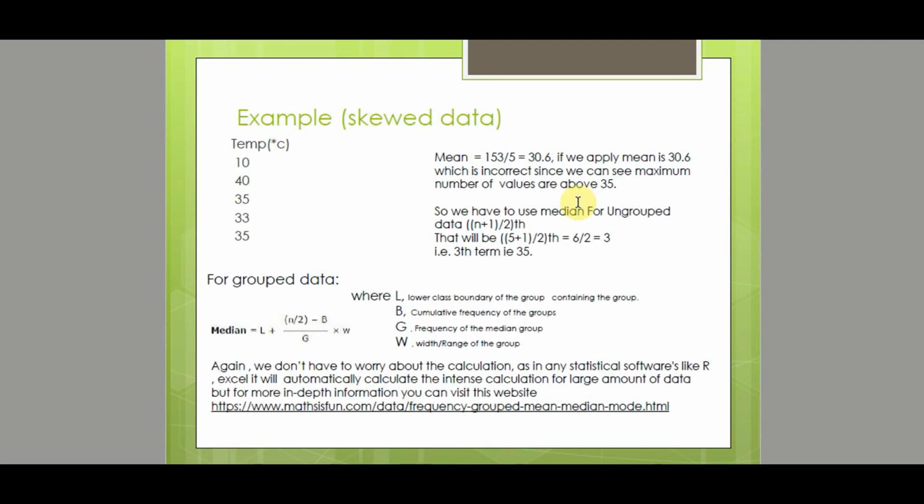In this example, if we apply mean, which is 30.8, it will be incorrect since we can see the maximum number of values are above 35. So we have to use median. For ungrouped data, it will be n plus 1 by 2. That will be 3. That is the third term, which in turn is 35. For grouped data, we have a different formula. Again, we don't have to worry about the calculation, as any statistical software like R or Excel will automatically calculate the intense calculation for large amounts of data.